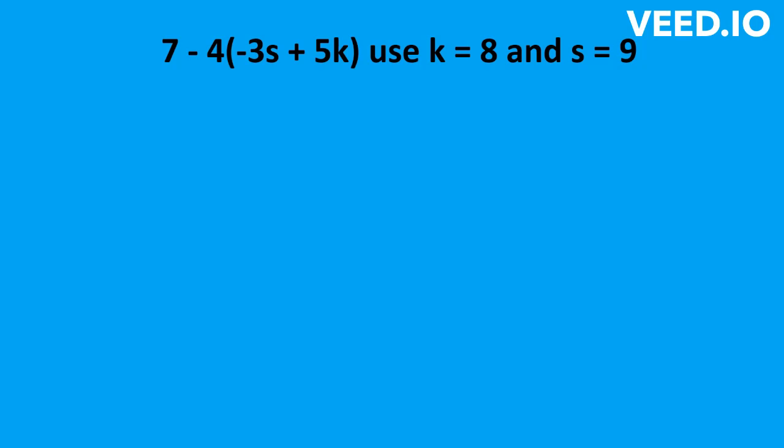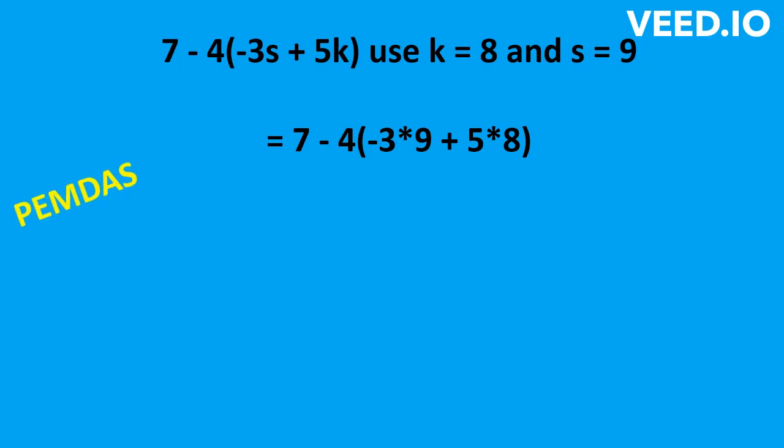So here we have one more example where the values of k and s are given. We need to substitute the values. K is 8 and s is 9. So we need to apply the rule of PEMDAS, the order of operations. First, the parenthesis needs to be taken care of. So whatever is inside the parenthesis, first we need to multiply.